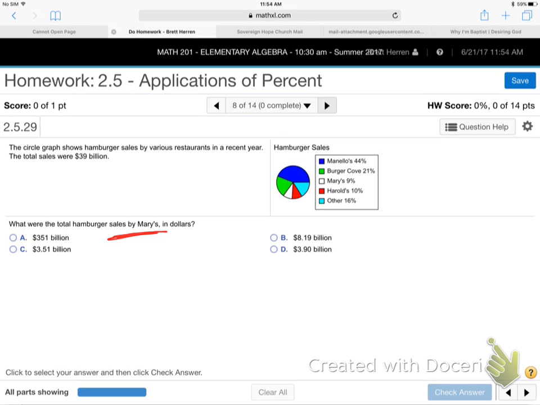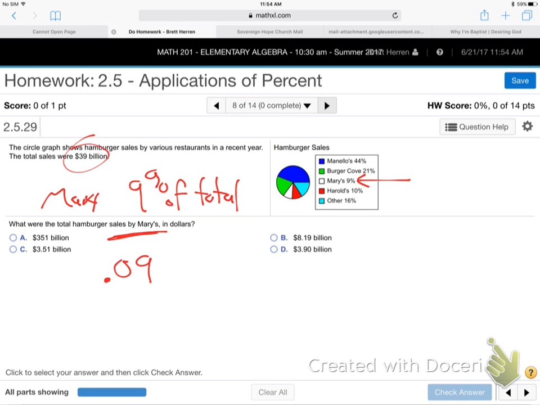All right. Where's Mary? Here's Mary. Mary's 9%. So you want 9%, which is 0.09, right? Mary's 9% of all burger sales, isn't she? She's 9% of, what's up? Times. Mary is 9% of the total.